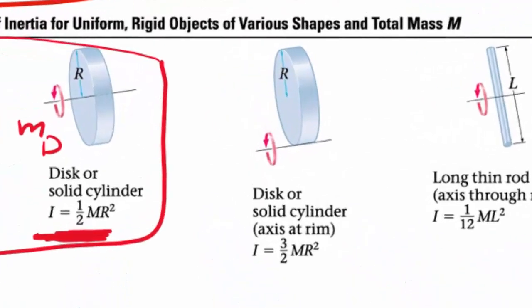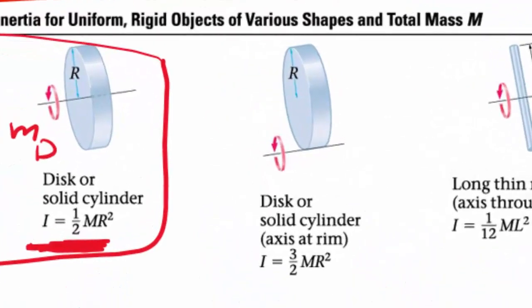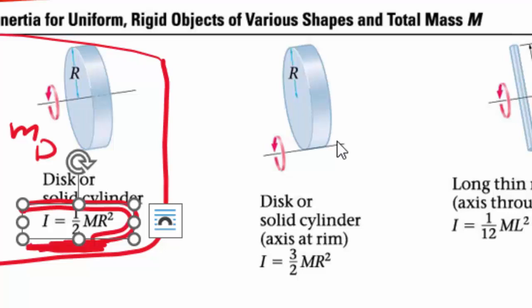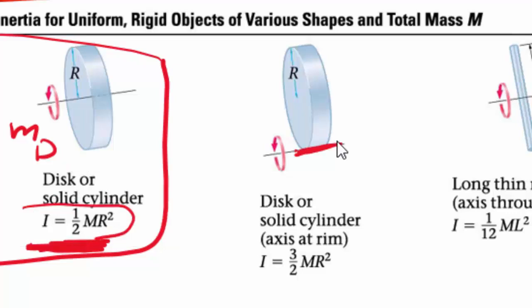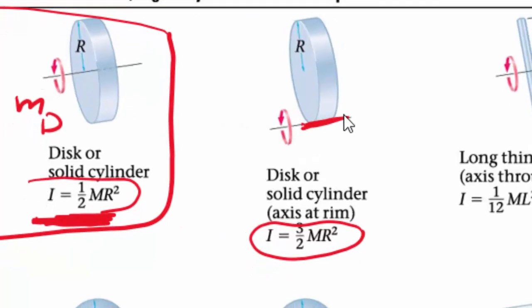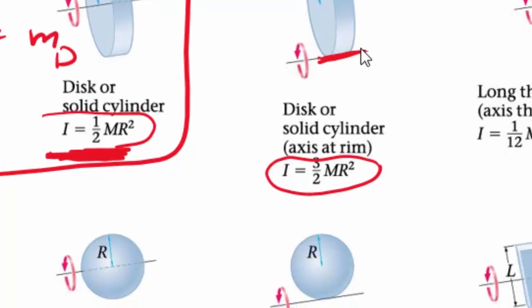So here, if the disk is rotating around its center, its moment of inertia is 1/2 mr². But if this same disk is rotating around its rim, in that case, the moment of inertia will be 3 times bigger, because it's harder to rotate it around its rim compared to rotating it around its axis. Rotating it around its axis is 3 times easier. Okay, the same thing here.